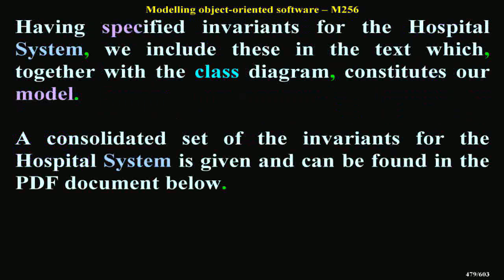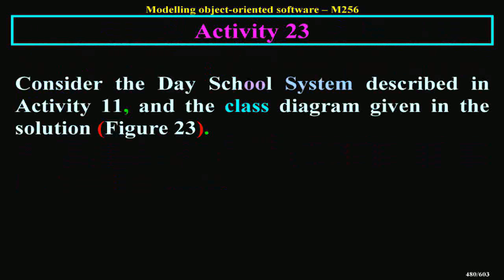Having specified invariants for the hospital system, we include these in the text which, together with the class diagram, constitutes our model. A consolidated set of the invariants for the hospital system is given and can be found in the PDF document below. Activity 23.